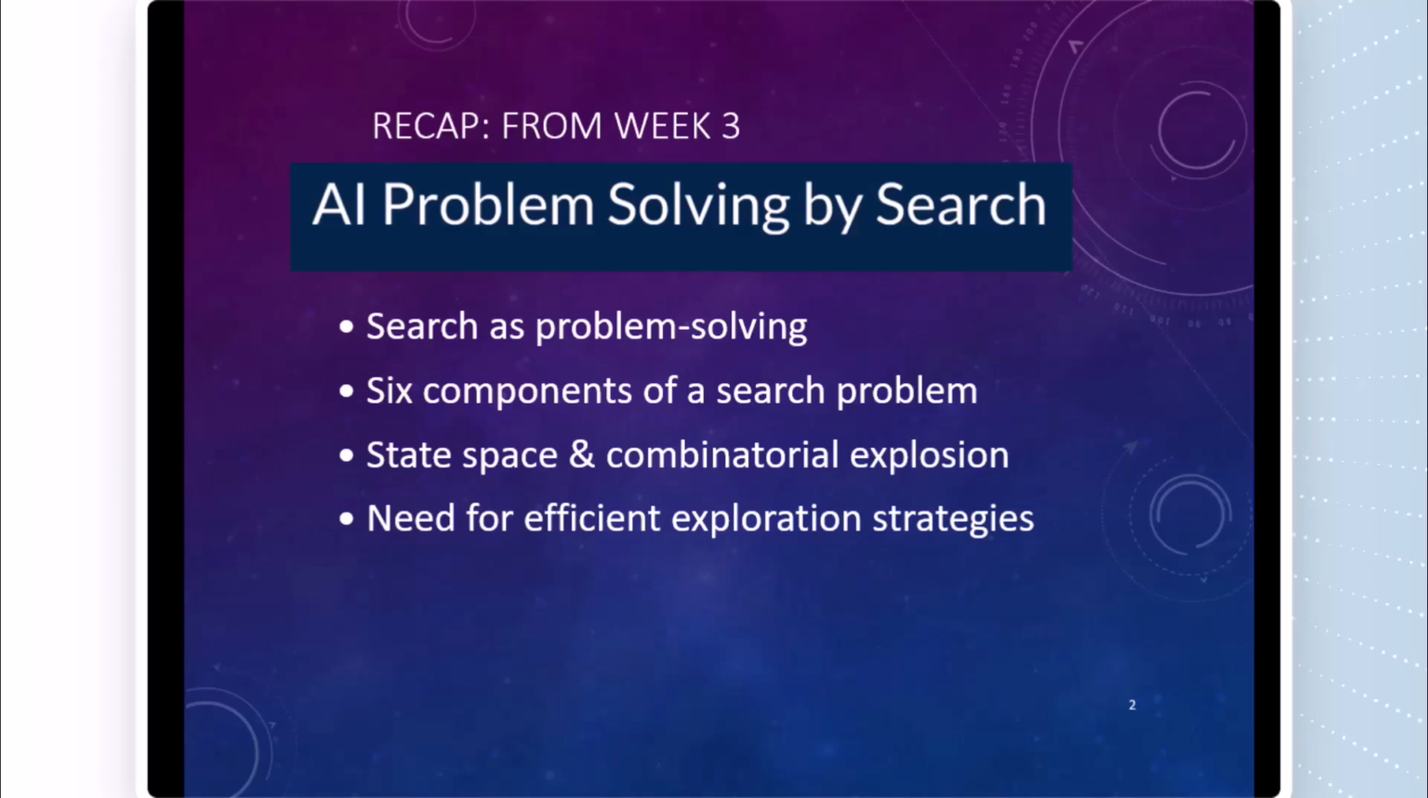And it's very important to note again that the 6 components of a search problem entail the initial state, then the action, that is the set of the legal moves, the transition model, that is the state after an action is executed, the goal state, the path cost, and then the state space, which is a graph of all reachable states from the initial state connected by actions.